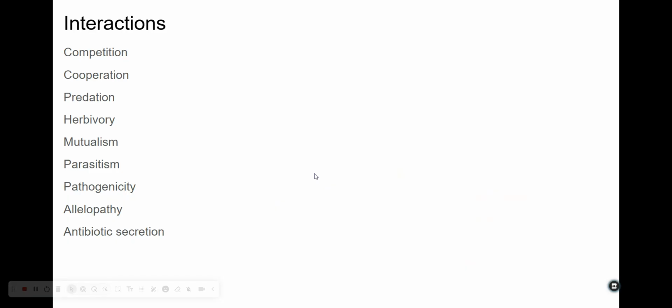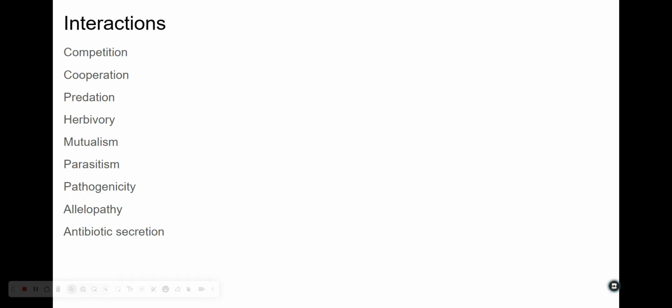Interactions, there's a bunch of different kinds of interactions we need to know. Competition can be either inter or intra-specific. Interspecific is between 2 different species, intra is between the same species. Cooperation is primarily intraspecific, where members of the same species will work together, but there can be some interspecific cooperation. Predation is when an animal eats another animal. Herbivory is when an animal eats a plant.